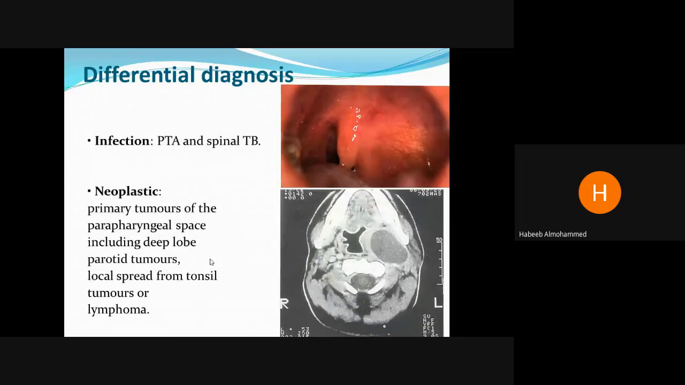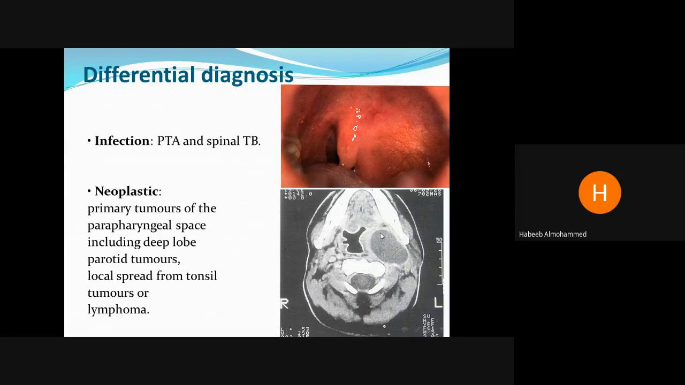Differential diagnosis: peritonsillar abscess, spinal TB. Then you have to differentiate from neoplastic causes, like a primary tumor of the parapharyngeal space, as we said, from the deep lobe of the parotid, or local spread from the tonsil, or maybe a lymphoma. All these you have to differentiate between. In all these, the local signs and symptoms of infection are absent. Of course, adequate radiological investigation is also important in this case.